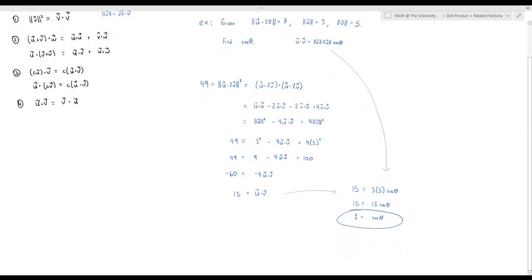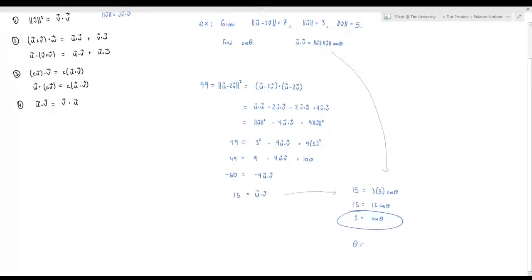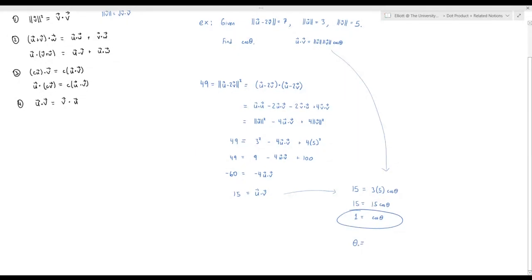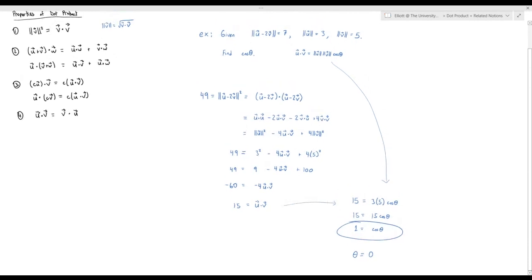Just as a small aside though, if cosine of theta equals 1, if you know your unit circle well, cosine is going to be 1 when the angle is 0 degrees or 0 radians. So as an aside, we can actually solve for theta as being 0. Okay, any questions about that?